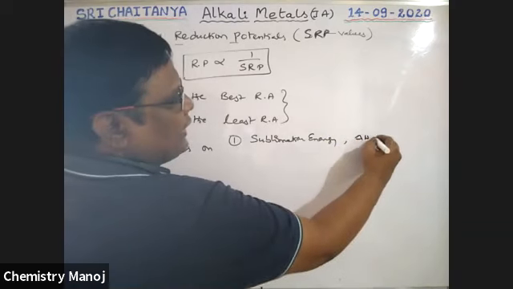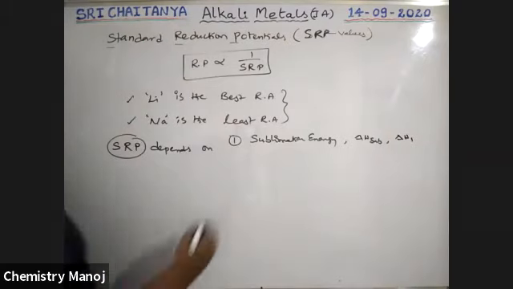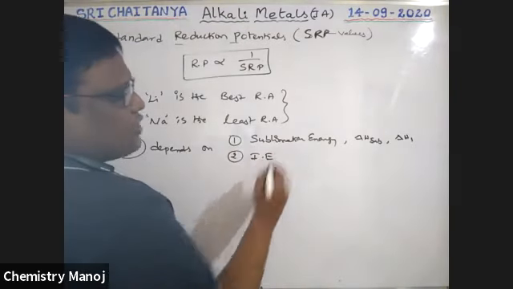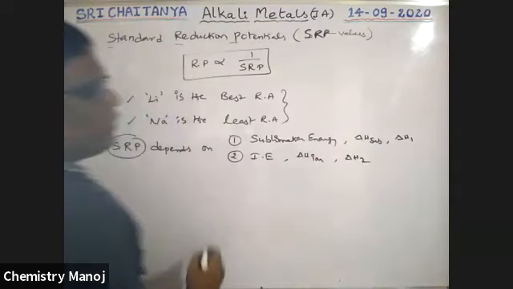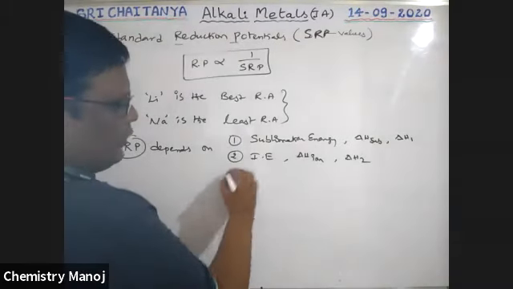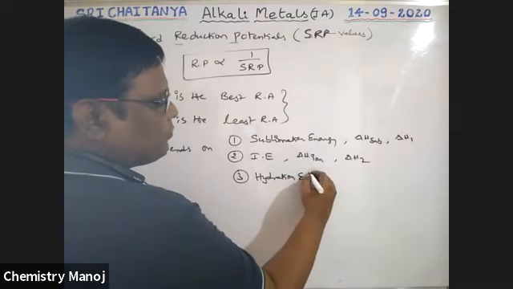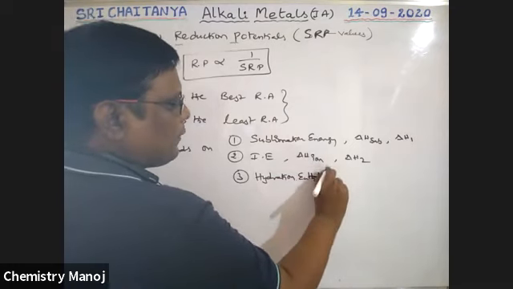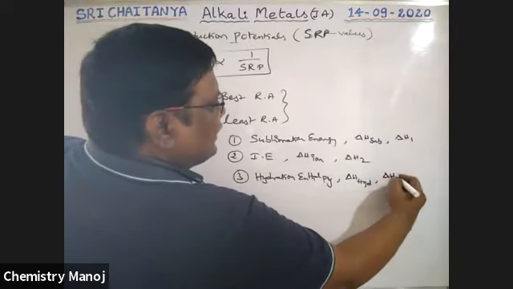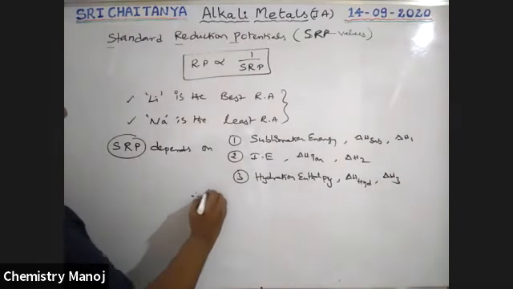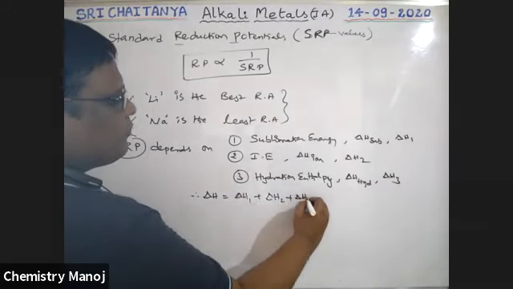Let us take delta H sublimation, which I am representing as delta H1. Second one, ionization enthalpy, delta H ionization, I am taking as delta H2. Third one is hydration energy, hydration enthalpy, delta H hydration, I am taking as delta H3. Therefore, overall delta H is equal to delta H1 plus delta H2 plus delta H3.